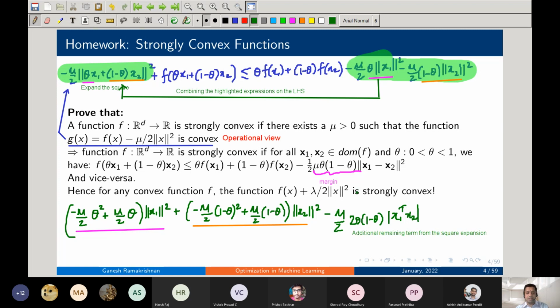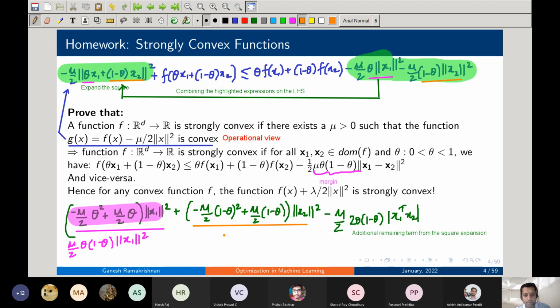Now what do I do next? I'll simplify these expressions. So this expression, what happens when I simplify it? So I'll basically have this to be mu by 2, or yeah, it amounts to minus, actually just mu by 2. Mu by 2, there'll be a theta into 1 minus theta norm x1 square. That's how it will be. The second term will be again likewise. It'll have 1 minus theta minus 1, sorry, minus theta.